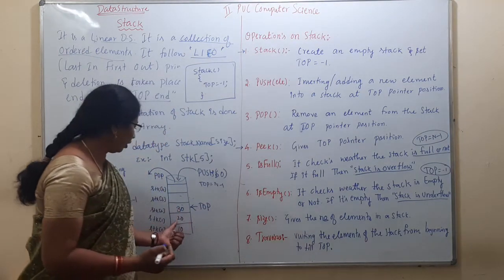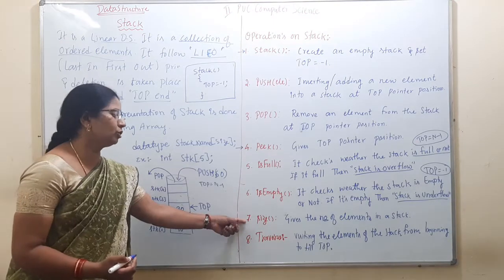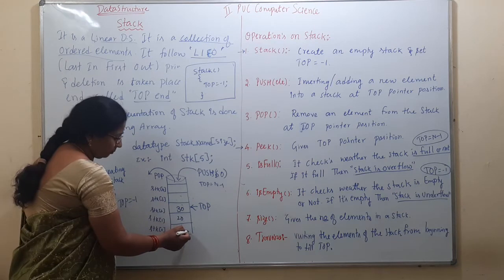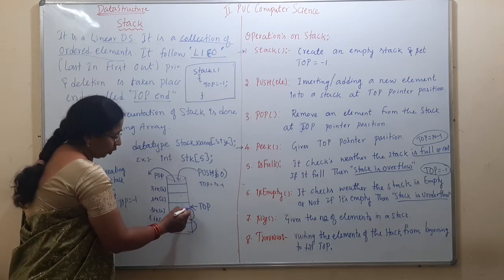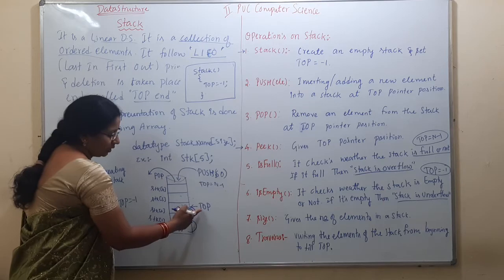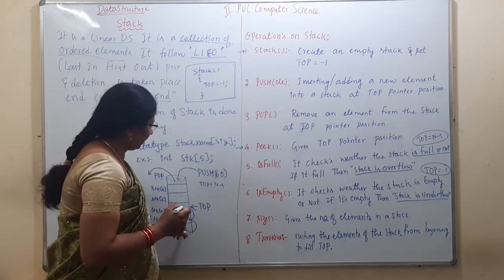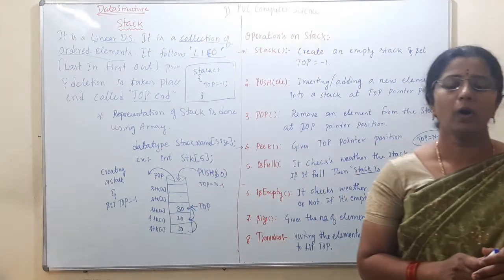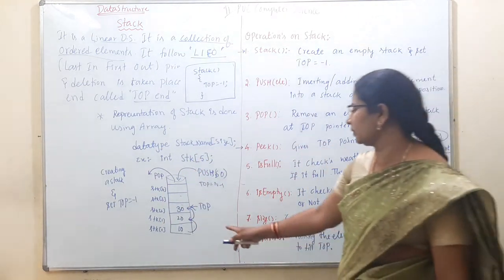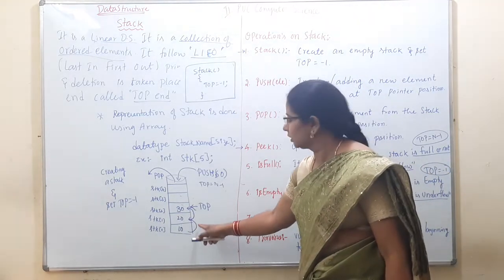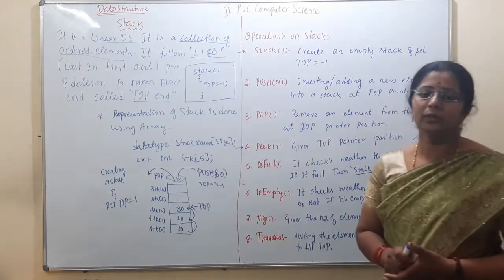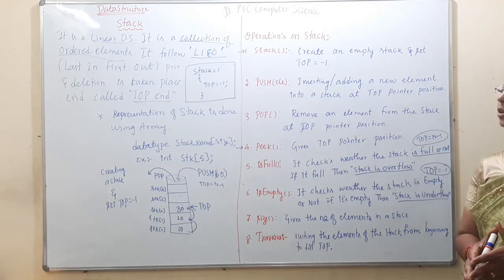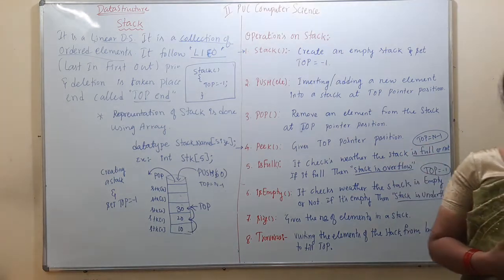Size: how many elements are there, that gives you the size. Then traversal: visiting the elements from the beginning of the stack till the top pointer position is called traversing to perform an operation. Visiting the elements from the beginning of the list, that is the stack, to the top pointer position is called traversal. Did you understand what is stack and the operations of stack?